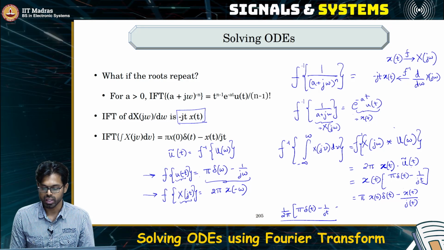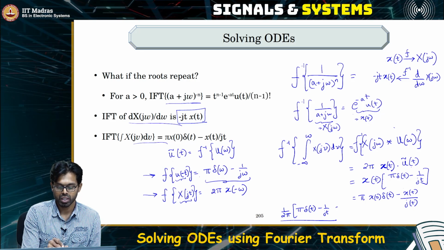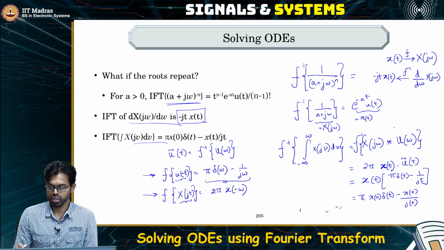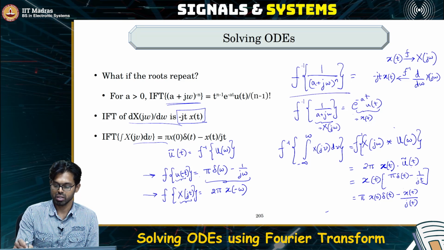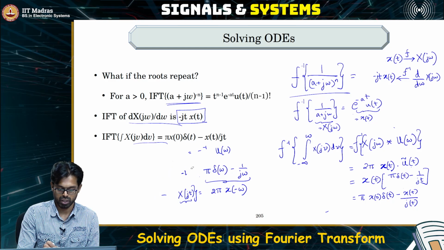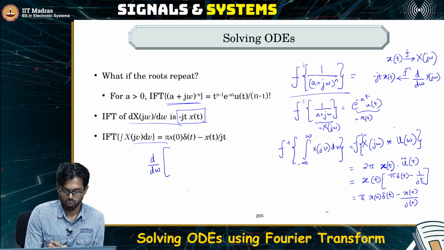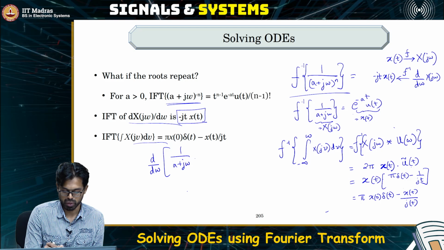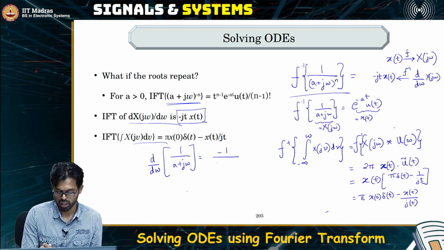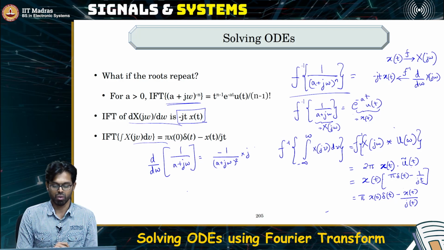Okay, so we started all this to just get these two properties and use them to compute the inverse Fourier transform of 1 by a plus j omega to the power n. So how do we find out the inverse Fourier transform of this term? We are going to exploit these two properties, or specifically we are going to exploit the derivative property. So we can say that the derivative of 1 by a plus j omega is in fact equal to minus 1 divided by a plus j omega the whole square into j. Okay.